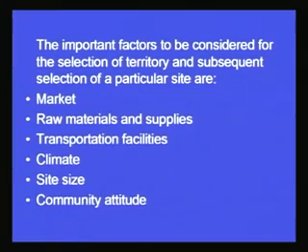Now summarizing all the important factors to be considered for the selection of a territory and subsequent selection of a particular site. So in the previous slide we have seen that the study for selection of a location has to be done in 2 different stages. The first stage is the general territory selection, and the second stage thereafter is the exact site selection or the exact location of the site. So what are the various factors that are considered in that?